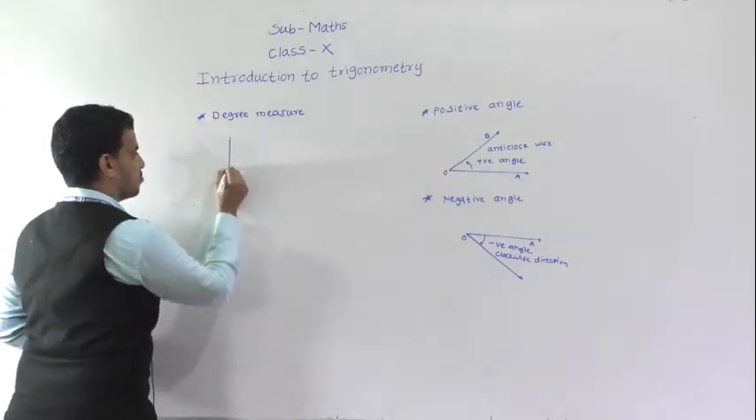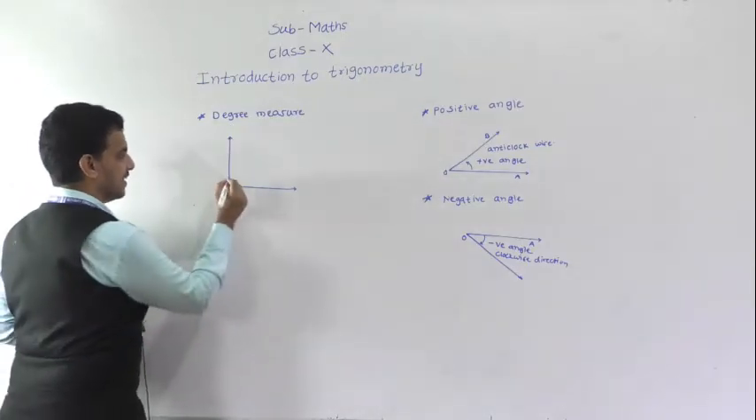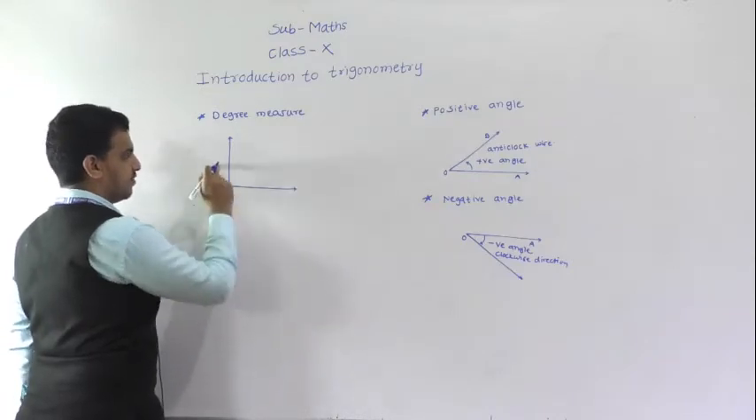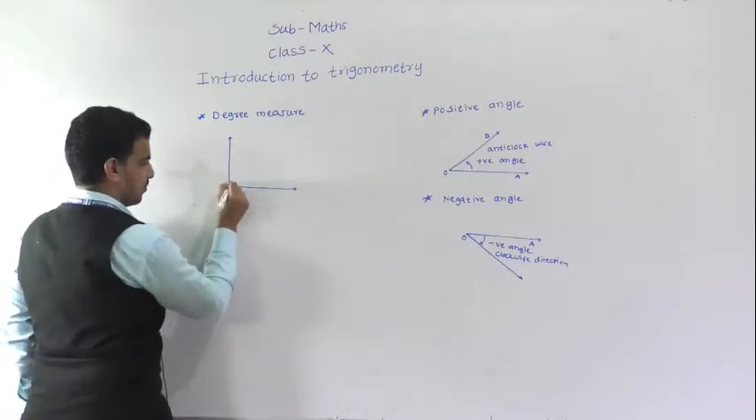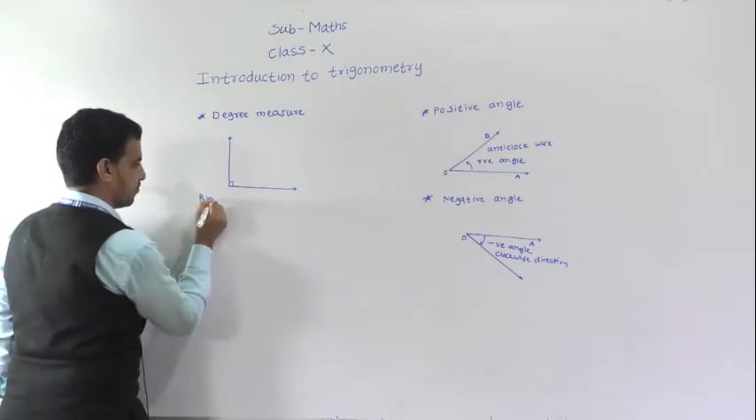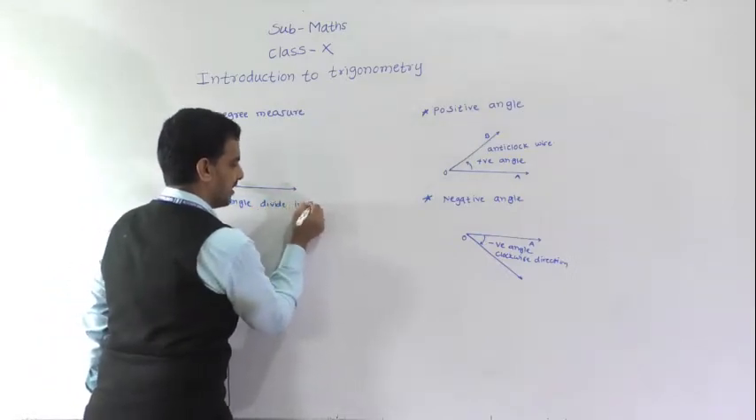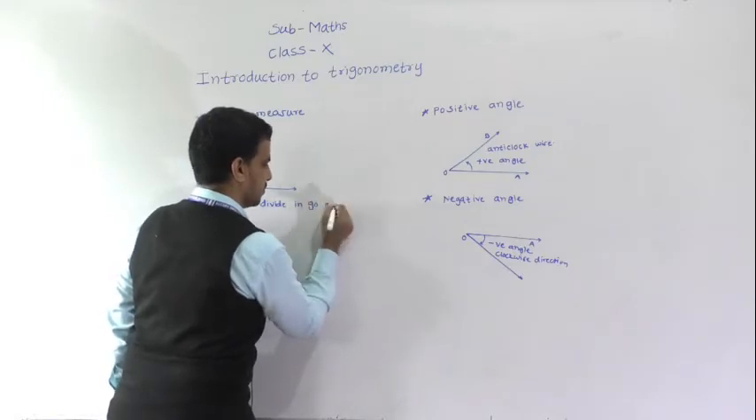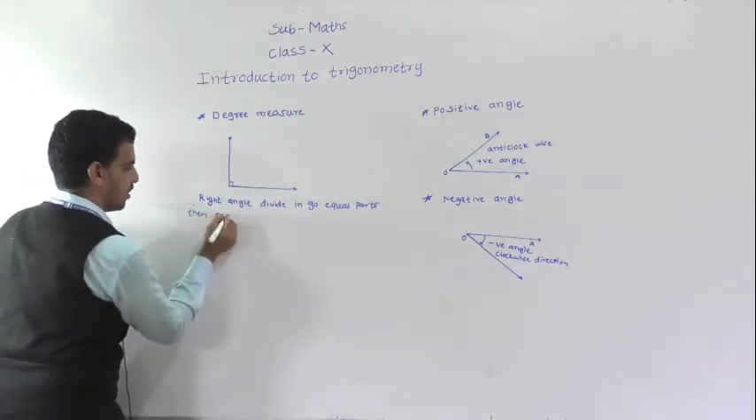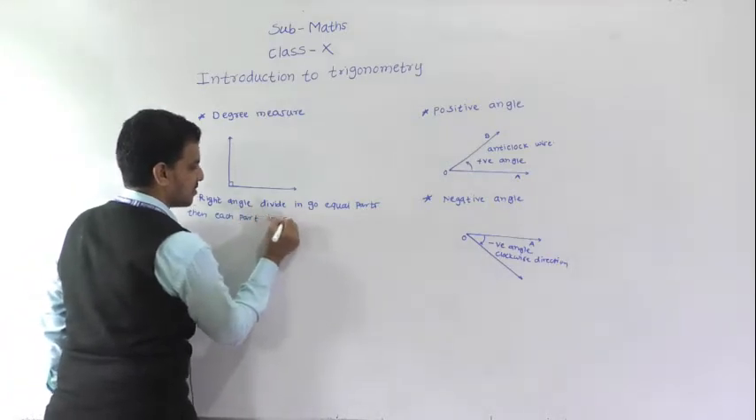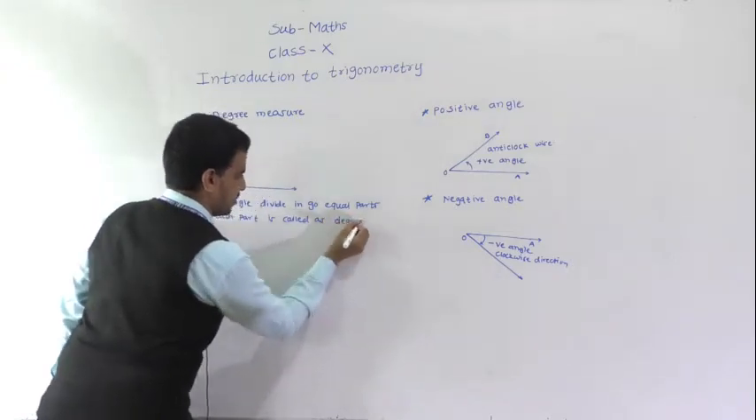Suppose a right angle is there. We know that a right angle is 90 degrees. If we divide this right angle into 90 equal parts, then each part is called 1 degree.